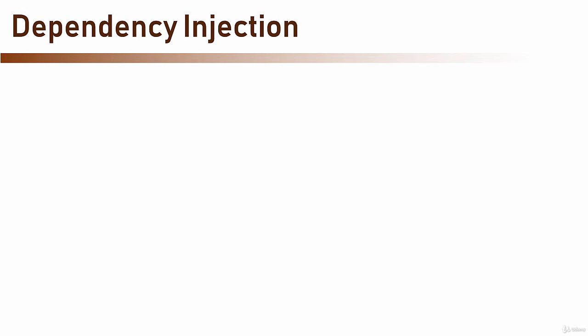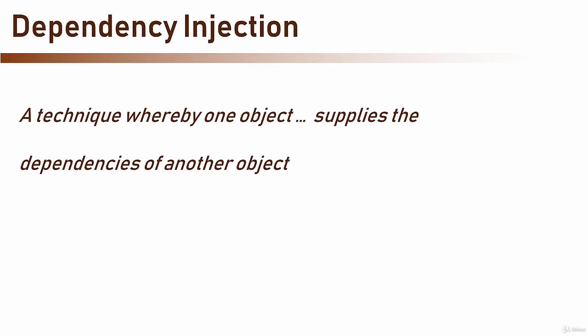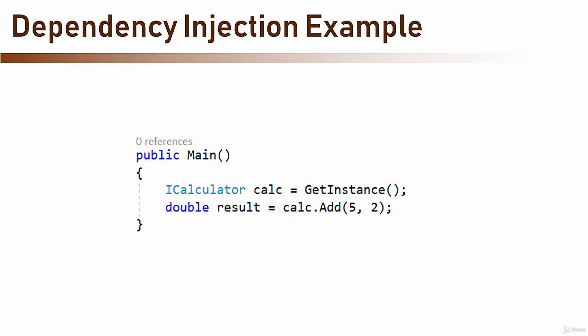Dependency injection is defined in Wikipedia as a technique whereby one object supplies the dependencies of another object. Now, this might sound a bit complicated and, well, academic, but in reality, it's quite simple. Let's look again at the example we discussed in the previous lecture. We had a main class that calls the calculator class. In this example, the calculator is a dependency of the main class. The main class depends on it in order to be able to function correctly.